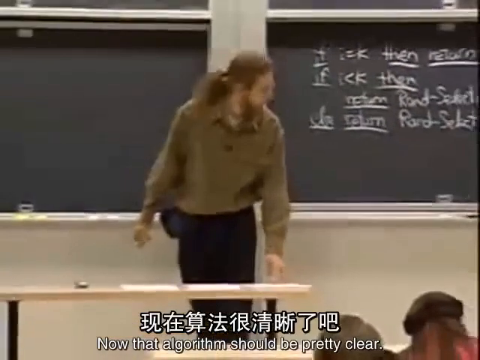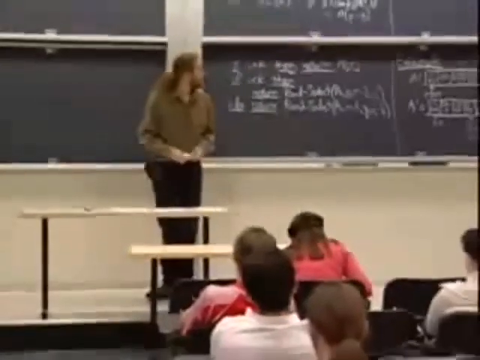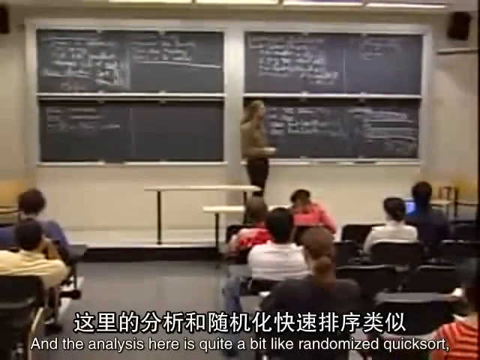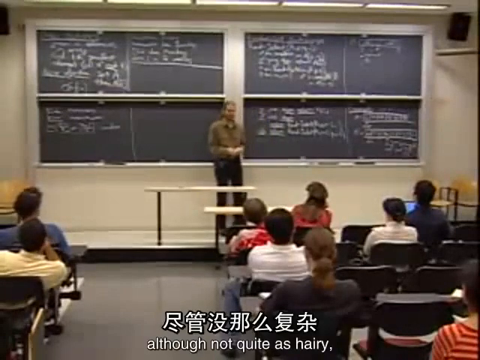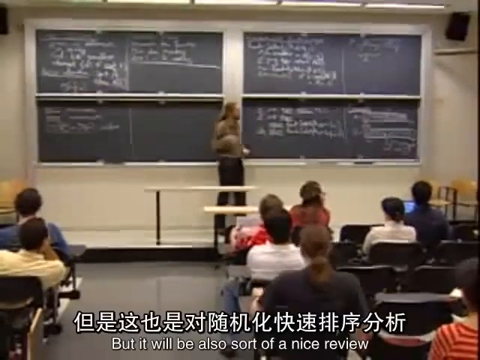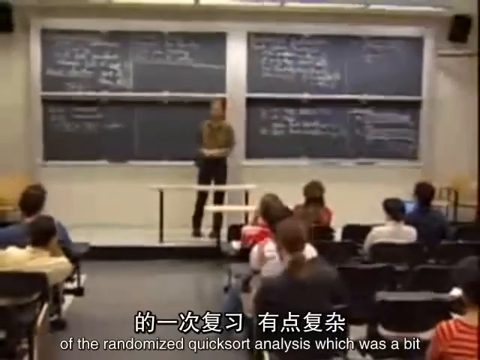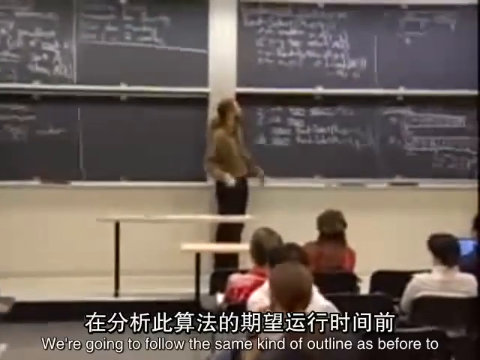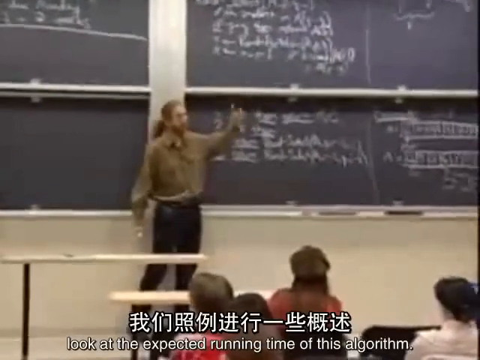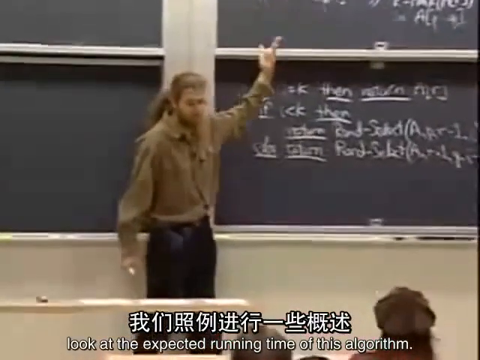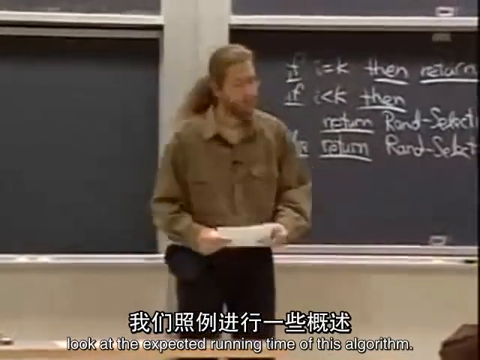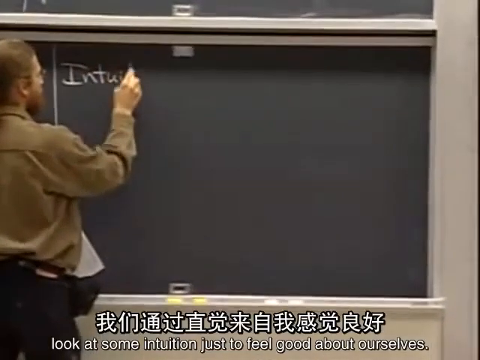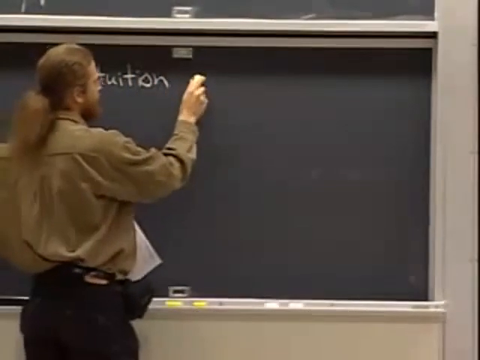OK, so now that algorithm should be pretty clear. The tricky part is to analyze it. The analysis here is quite a bit like randomized quicksort, although not quite as hairy. So it will go faster. But it will also be a nice review of the randomized quicksort analysis, which was a bit tricky, and always good to see a couple times. So we're going to follow the same kind of outline as before to look at the expected running time of this algorithm.